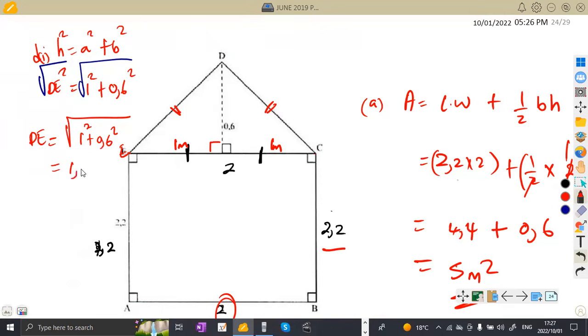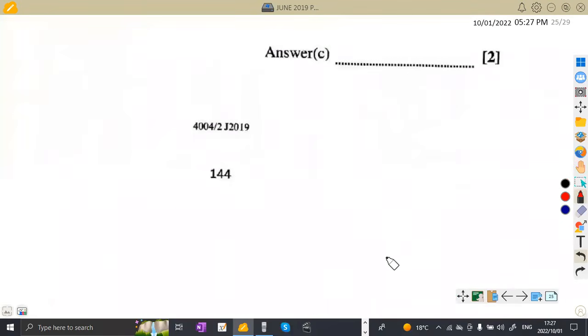So if you round off, it's going to be 1.17 meters to 3 significant figures. So this is 1.17 meters. Just use your calculator properly, guys. You can obtain this value that I'm talking about. Let's see the other part now.